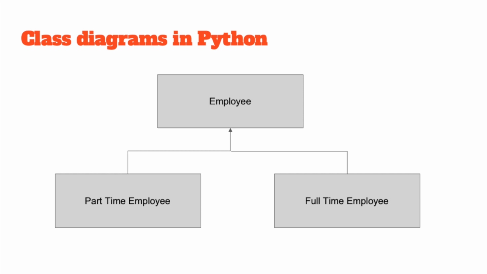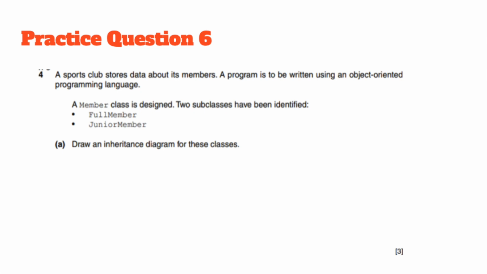Okay, the best way to learn about anything is to practice it. So try practice question 6. A sports club stores data about its members. A program is to be written using an object-oriented programming language. A member class is designed. It has two subclasses, full member and junior member. Draw an inheritance diagram for these classes. So at home, try to draw a class diagram for this. Three easy marks to get. Pause the video, and when you're ready with your sketch, continue on to see if you got the right answer.